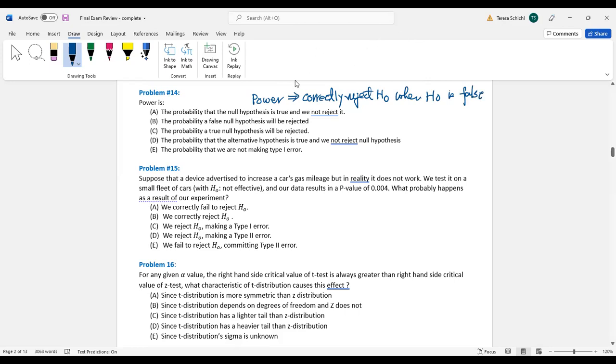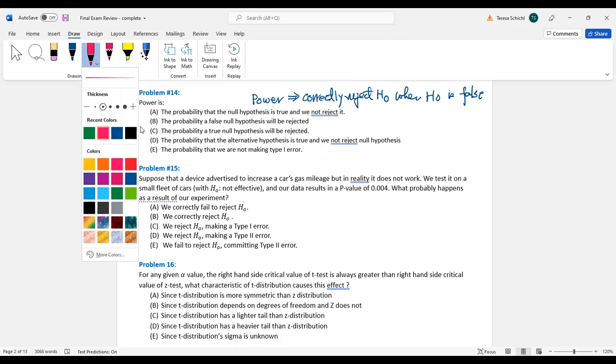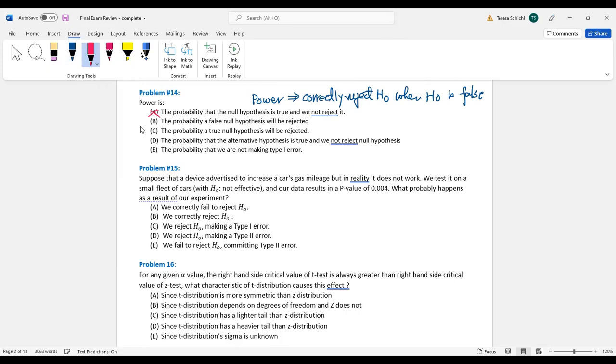Let's say the first one: the probability is the null hypothesis is true and we do not reject it. No, it's null hypothesis false. So I know this one is not the correct one because they say null hypothesis true. Based on our definition, it's null hypothesis false. So the probability that a false null hypothesis will be rejected. Well, this matches our statement.